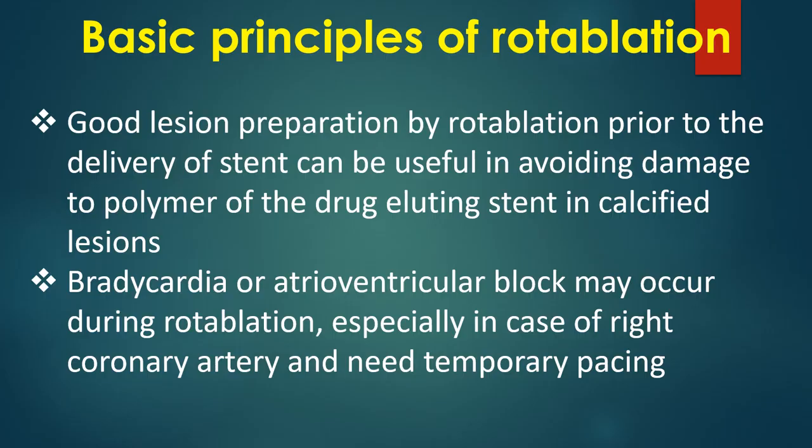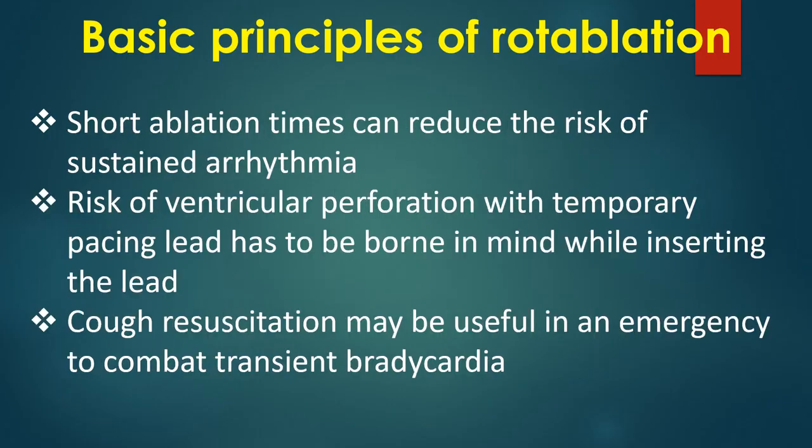Good lesion preparation by rotablation prior to the delivery of stent can be useful in avoiding damage to polymer of the drug-eluting stent in calcified lesions. Bradycardia or atrioventricular block may occur during rotablation, especially in case of right coronary artery, and need temporary pacing. Short ablation times can reduce the risk of sustained arrhythmia. Risk of ventricular perforation with temporary pacing lead has to be borne in mind while inserting the lead. Cough resuscitation may be useful in an emergency to combat transient bradycardia.